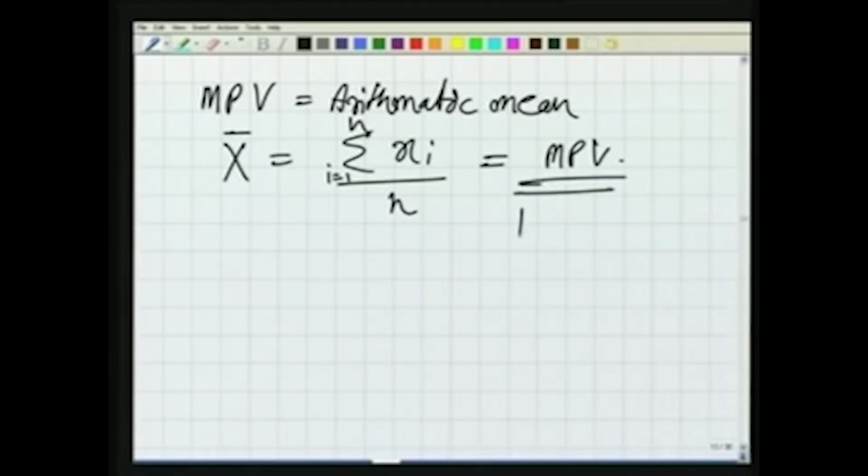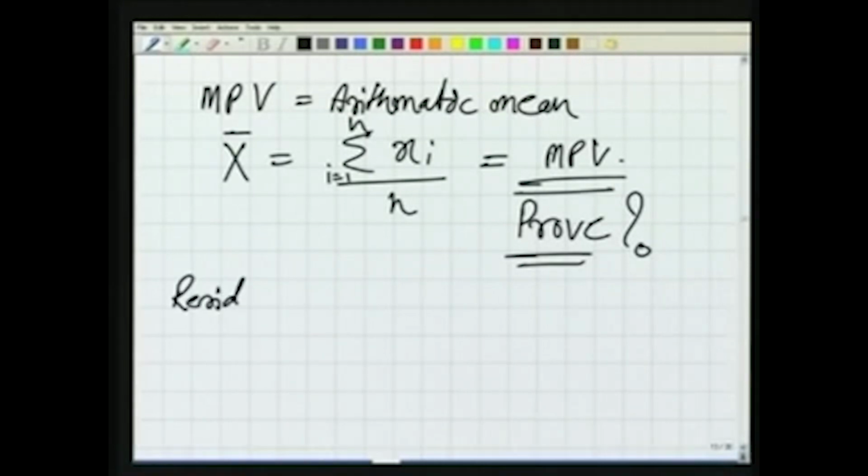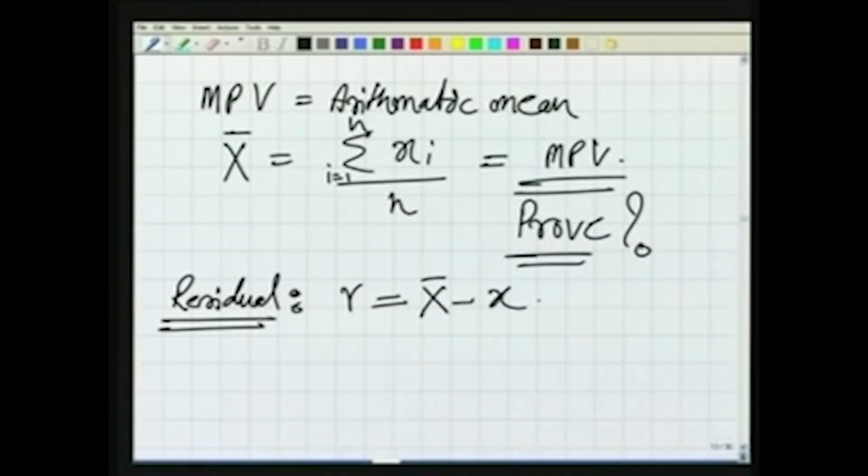Is it really so? Can you prove it? Now to prove it, we will do a little exercise. And I will define one more term before that. Let the term be residual. I write the residual as R, and this is written as x bar minus xi for any observation i.